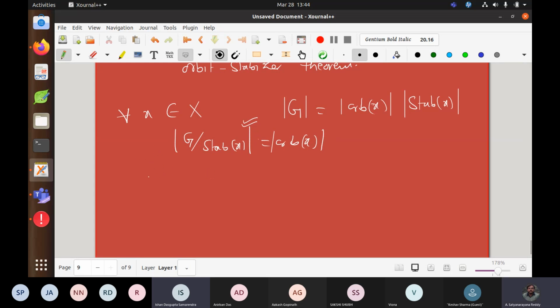But one point I want to tell you is that now G acts on G by conjugacy action, right? That we know. So in that case, what will I get? What is the stabilizer of X? Centralizer of X. Some people write C of X, I will write Z of X. This is a subgroup, and the cardinality of this is equal to the cardinality of the conjugacy class of X.